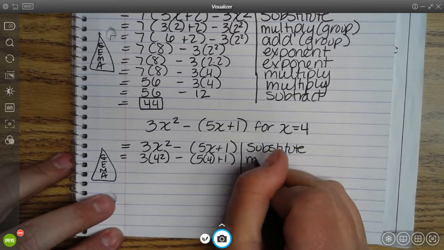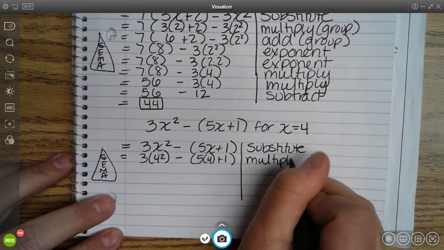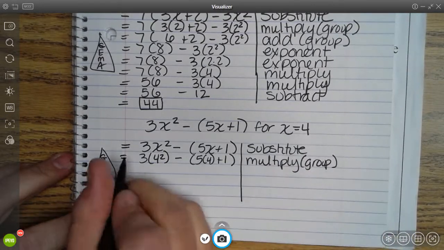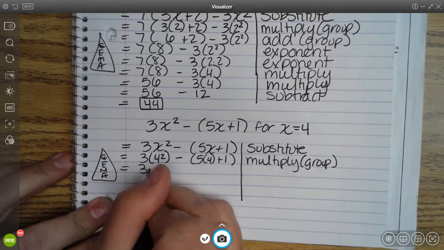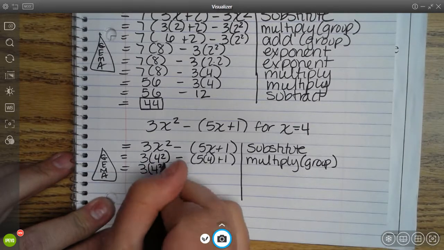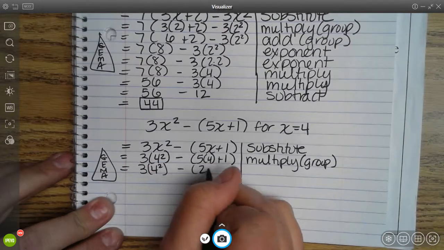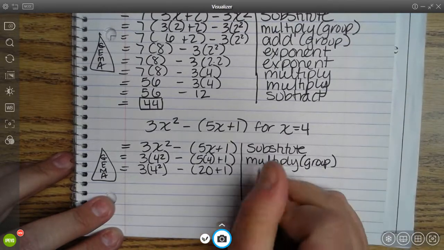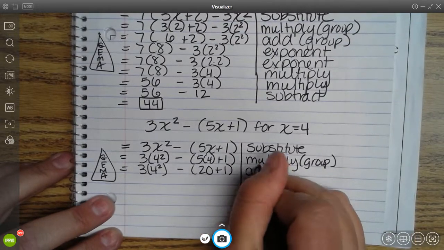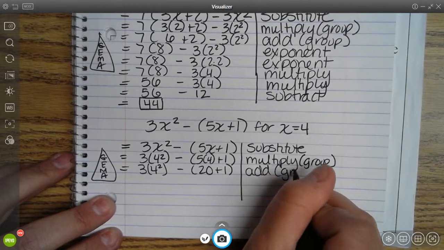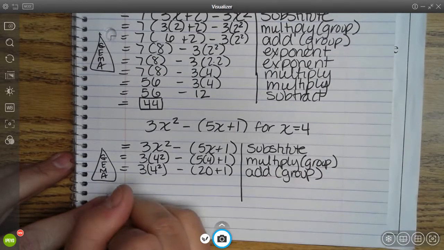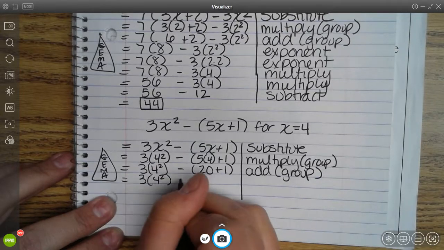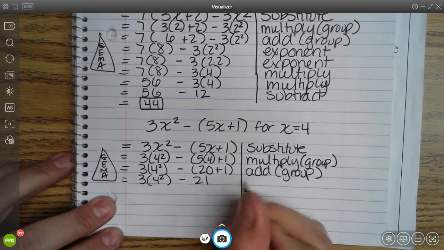So we have to multiply within our group. We get 3 times 4 squared minus 20 plus 1. We still have to deal with this group here, and now we're going to add in the group. And we get 3 times 4 squared minus 21.